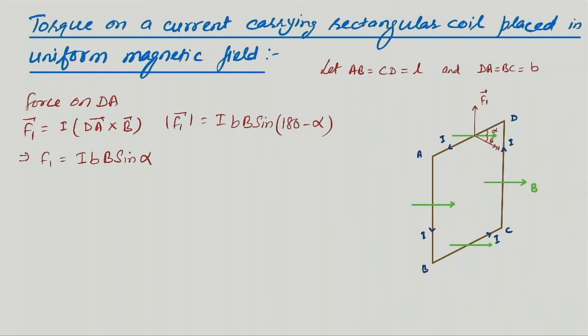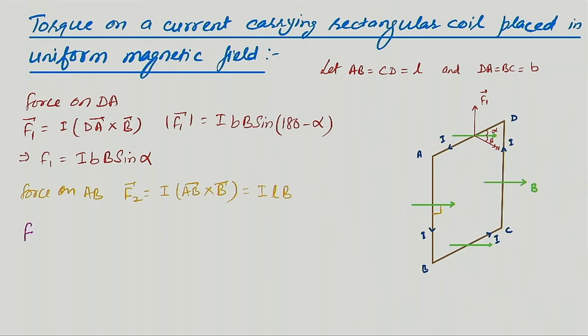Now similarly, the force on the second arm, say on AB, and say that force is F2 vector, again equal to I times the length AB vector cross B vector. This time the magnetic field and current are perpendicular to each other. So the length AB is L and the magnetic field is B. Since the angle is 90 degrees, sine 90 is 1, so no need to write it here. I am just using I L B.